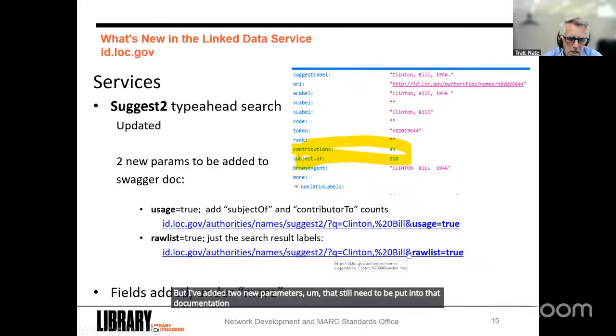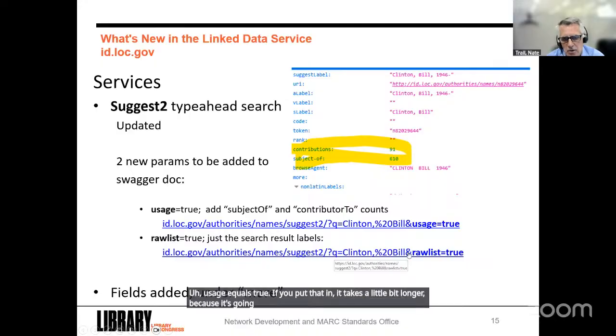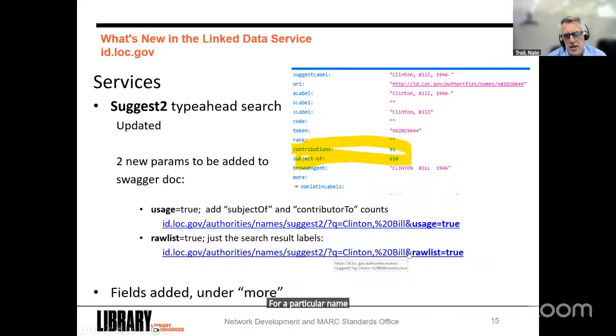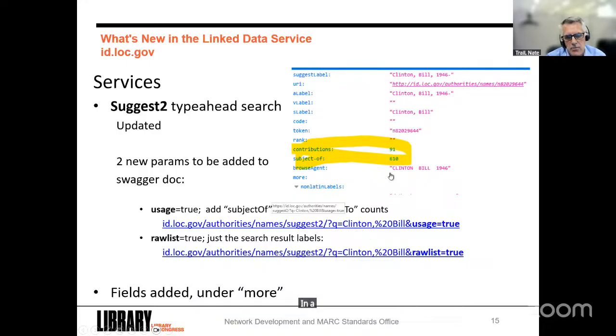One is usage equals true. If you put that in, it takes a little bit longer because it's going to say for a particular name, how many things did that person contribute to, or how many resources was he or she a subject of. So you can turn that on and off if you want. And then for real speed, if you say raw list equals true, you'll just get back the index terms. So if you're really just wanting to know what we have in a particular vocabulary, raw list equals true is your friend.